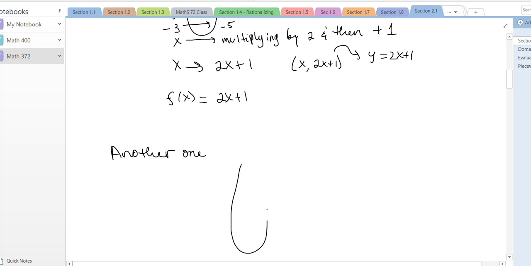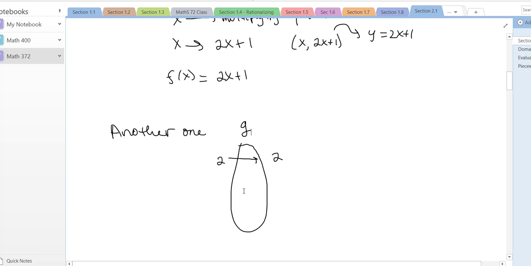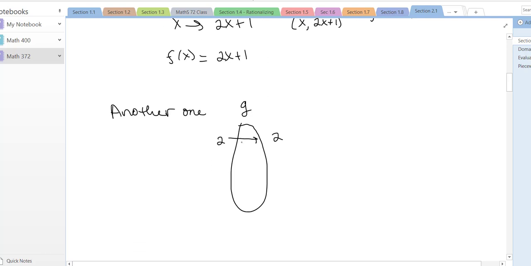Say we're going to have 2 go in, and this time 2 is going to come out. And we'll call this one G. So what could be happening here? With one value, we can't really tell. So we'll go to 5. 5 goes in, so now 23 comes out.